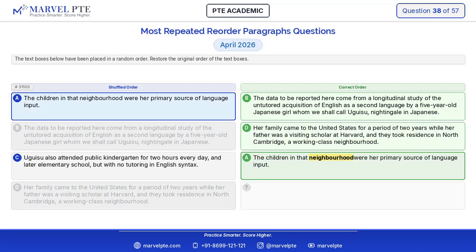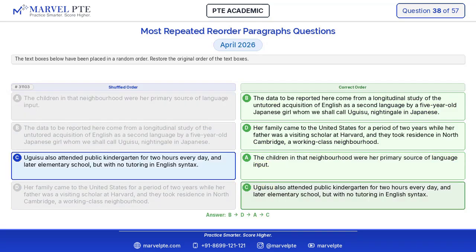The children in that neighborhood were her primary source of language input. Yugisu also attended public kindergarten for 2 hours every day and later elementary school, but with no tutoring in English syntax.